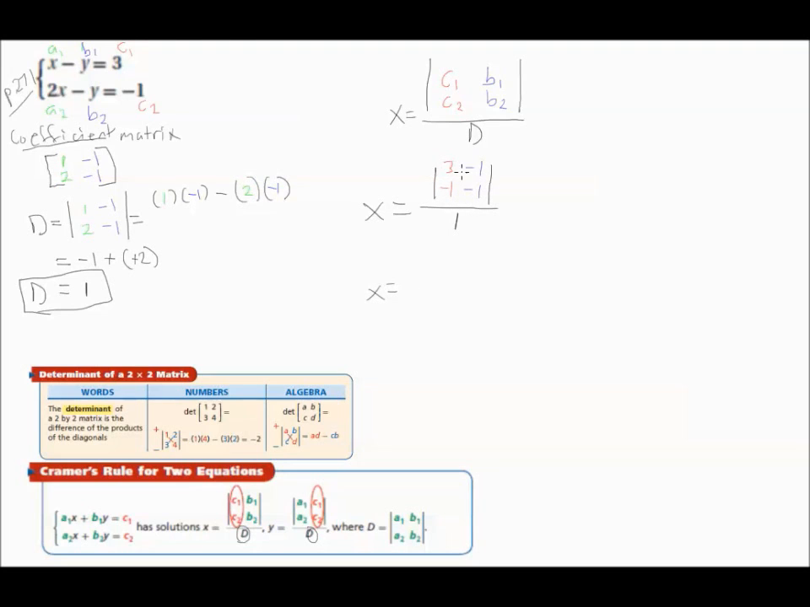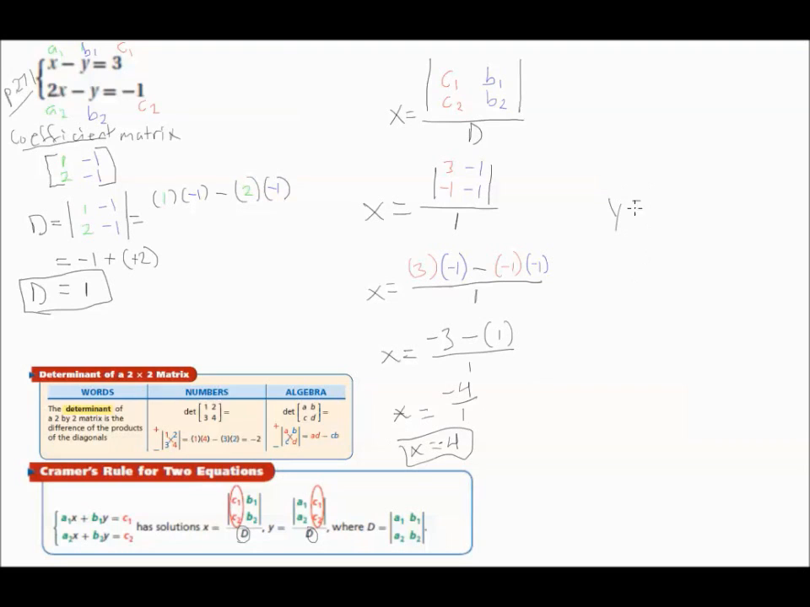Now I can simplify this. I know how to find the determinant of a 2 by 2 matrix. I simply go 3 times negative 1, minus negative 1 times negative 1. And that's all over the value of 1, my D value, the determinant of my original coefficient matrix. 3 times negative 1 is negative 3, minus negative 1 times negative 1 is 1. All over 1. So I have negative 3 minus 1. My X value equals negative 4 over 1. So my X value equals negative 4.